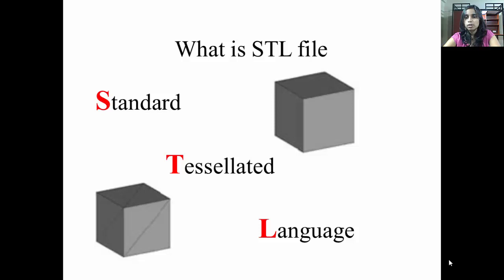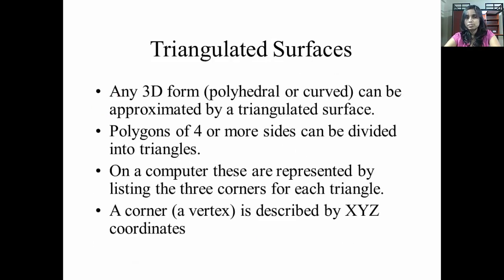Consider the block here, and this block is divided into a number of triangles. So each face is divided into 2 triangles. So there are 12 triangles for this entire cube. Triangulated surfaces: any 3D form can be approximated by the triangular surface. So the geometry which is 3D can be divided into a number of triangulated faces.